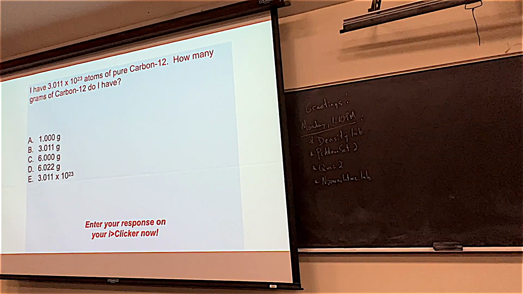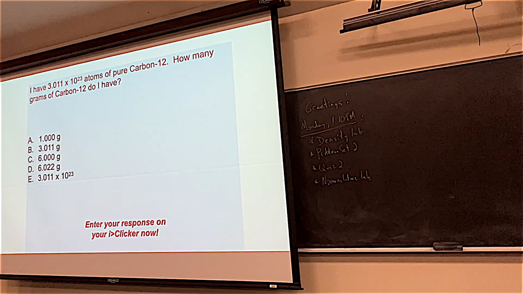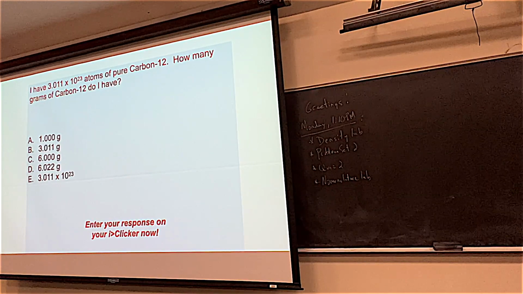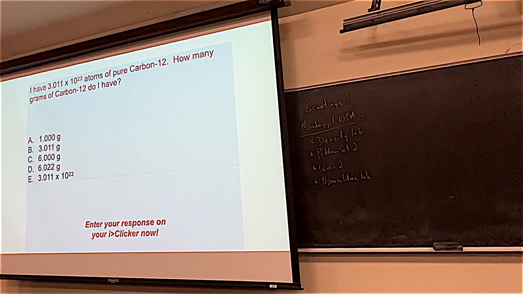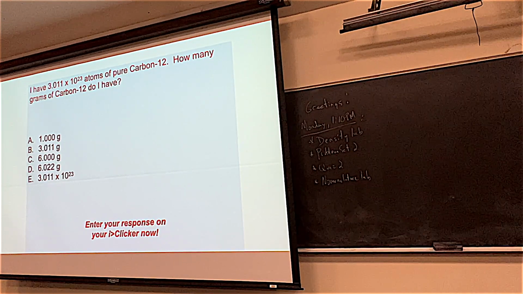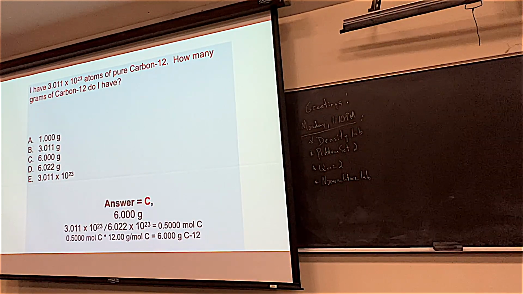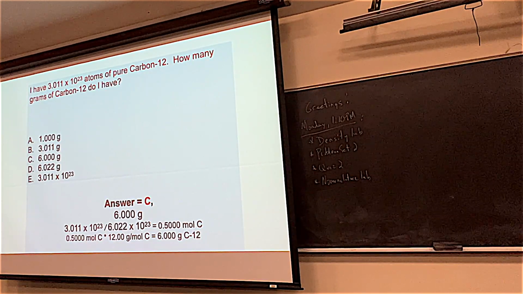Does anybody want to say what's the relationship between 3.011 times 10 to the 23rd and 6.022 times 10 to the 23rd? That's half, that's right. This is half the atoms needed to get to Avogadro's number. This divided by Avogadro's number is 0.5, 1/2. So 1/2 of 12, we'll find out how many grams there are. You should have exactly 6.000 grams. Now this only works with pure carbon 12.